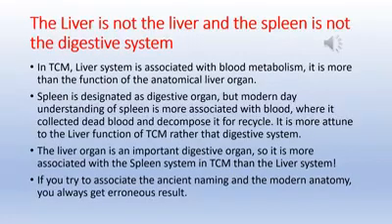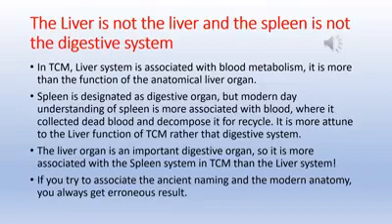Now, the spleen in TCM is designated as a digestive organ, but in modern times, the spleen is more associated with the blood. It's a graveyard of blood cells. When your blood cells die, they accumulate in the spleen and are broken down there. So it's where the dead blood is collected and decomposed for recycling. Actually, the spleen is more attuned to the Liver function of TCM rather than the digestive system. And the anatomical liver is important for digestion, so it is more associated with the Spleen system in TCM rather than the Liver system. So if you try to associate the ancient naming with modern anatomy, you always get erroneous results.